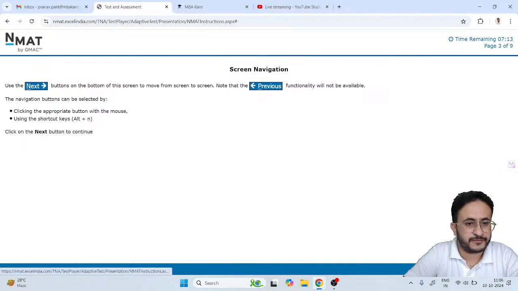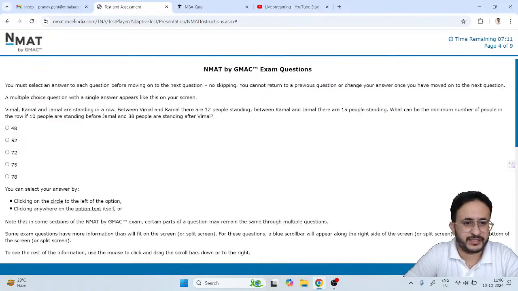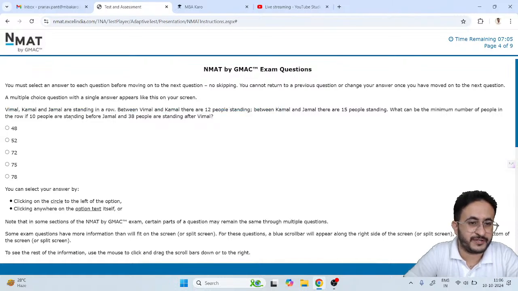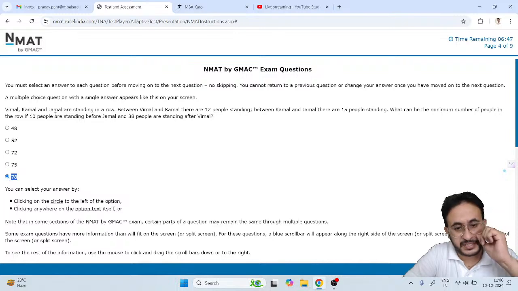Then they will show you a sample question with 5 options. How do you select an option? Obviously, you must have attempted tests. So you can click on the circle, or you can click anywhere on the option text. If you click on the text, it should work. I don't know why it's not working. In the actual test, it works. But wherever, it's better to go with the circle.